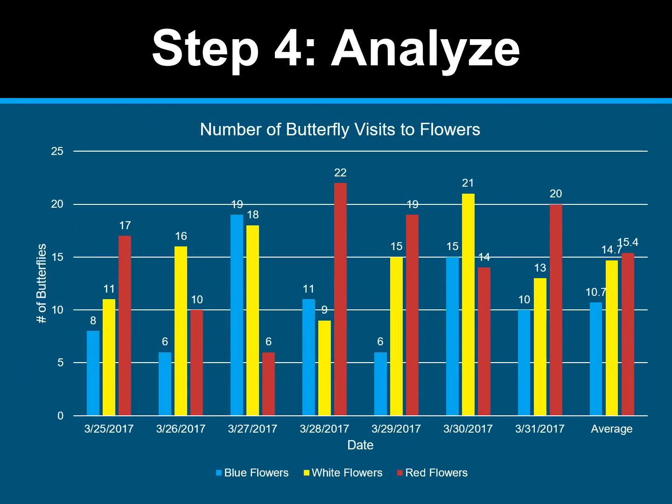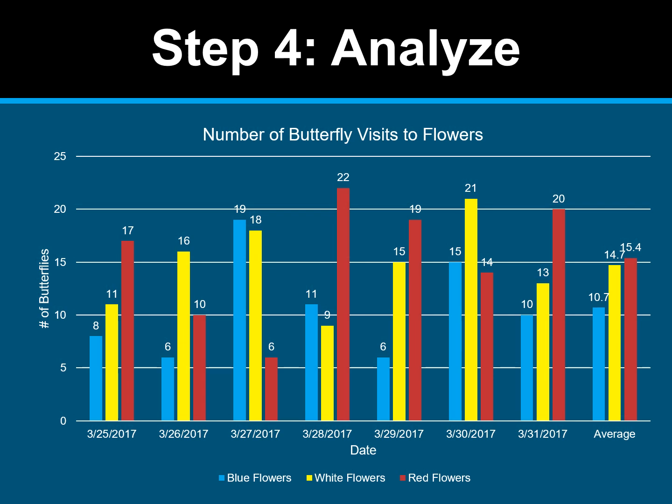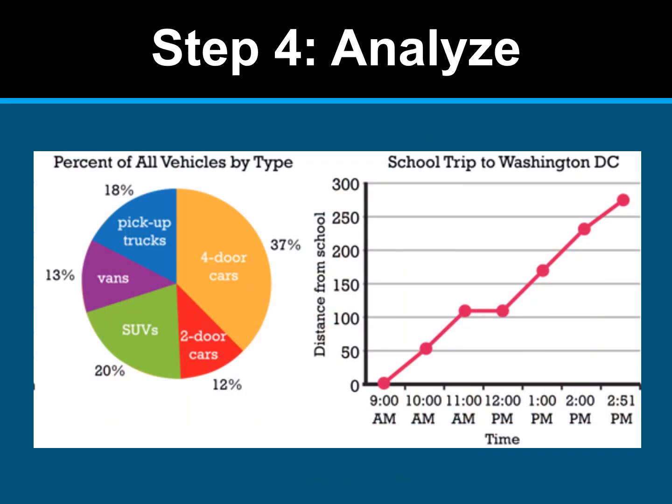Now I graph my data and look for trends. Here I chose a bar graph to represent the number of visits each day. Notice at the end I also include the averages. Students often use the wrong type of graph to represent their data. A bar graph, like I used here, is used to compare things between different groups. A pie chart, as shown on the left, should be used to show parts of a whole. A line graph on the right should be used to show changes over time.